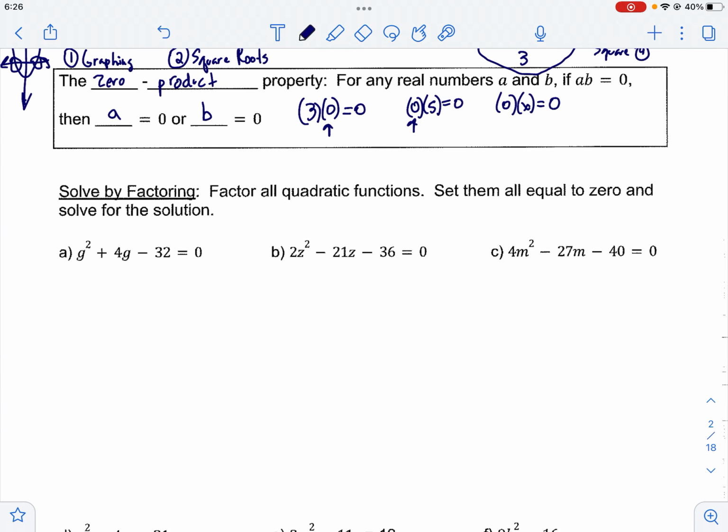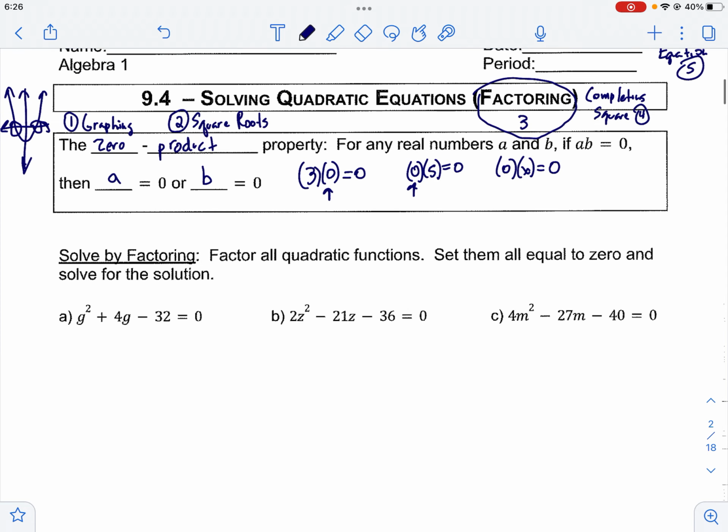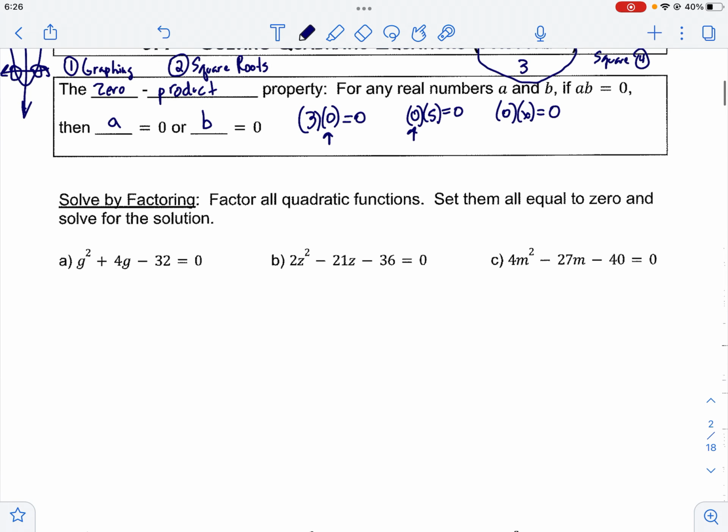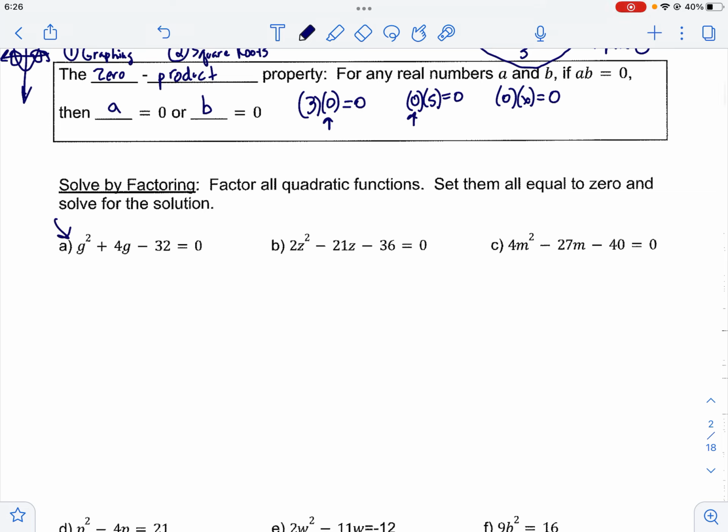All right, so the great news about this method, solving by factoring, is if you can factor, you should already feel pretty confident about factoring, and from there, solving is pretty easy. So let's take a look at our first one. We'll need to set equal to 0 and then solve for the solution. So if you take a look, we already see this equation is set equal to 0. That's a very important part. Once we're set equal to 0, we can just think about factoring.